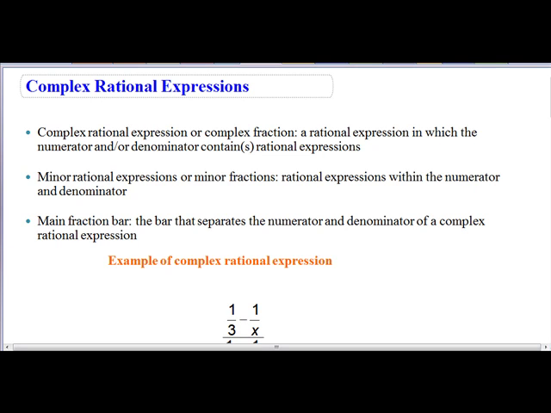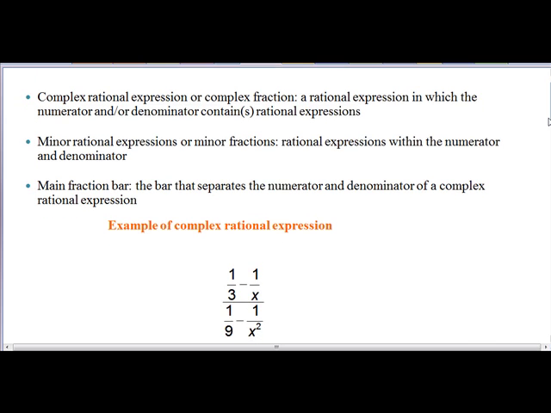In this video, we're going to study complex rational expressions. A complex rational expression, or complex fraction, is a rational expression in which the numerator or denominator contains a rational expression. So let's look at an example.